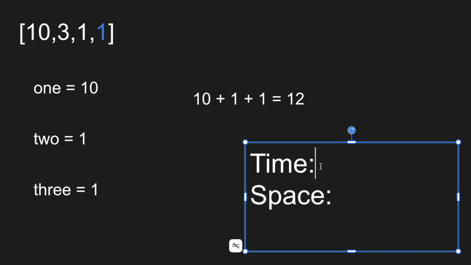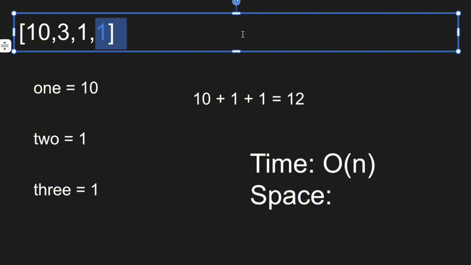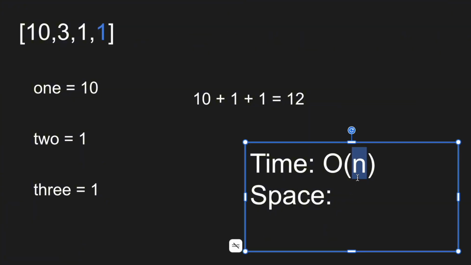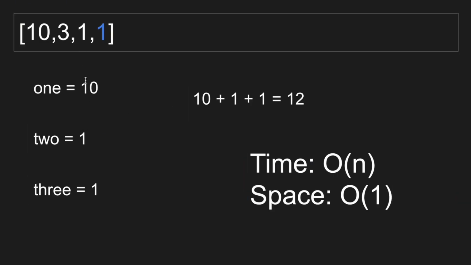Now that we have come to the end, we can return the sum of these 3 numbers as our result, which would be 12. The time complexity would be O of n, where n is the number of elements in the input array, because we will have to iterate through n elements from the 4th one to the end. And the space complexity would be O of 1, because the size of these variables will not depend on the size of the input array.